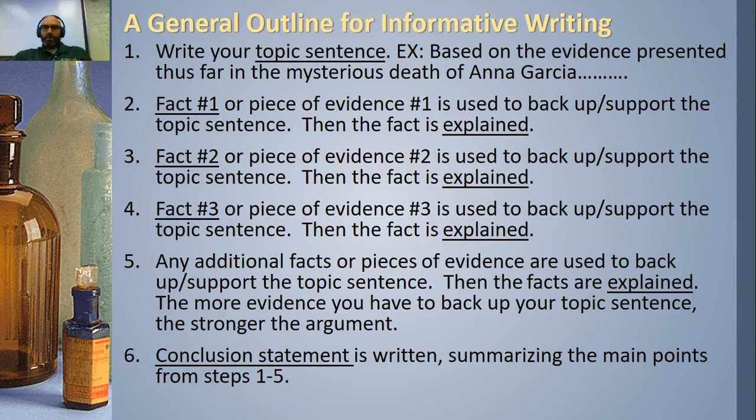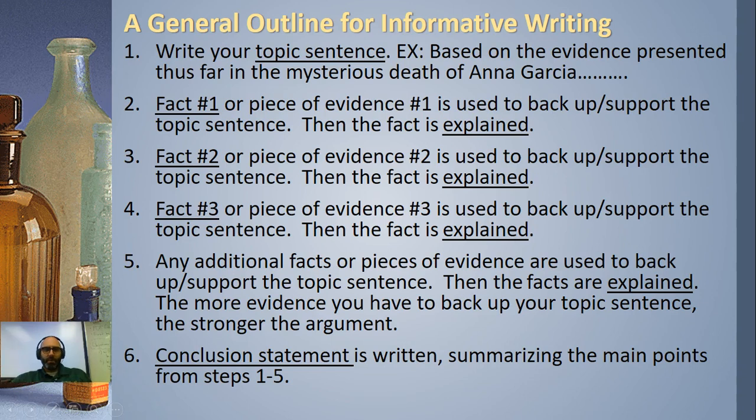Here's how this kind of works. The first thing you do in informative writing is you have a topic sentence. In here, you're going to have pretty much the same topic sentence over and over again in the entire class. And that's going to be based on the evidence presented thus far in the mysterious death of Anna Garcia. One of the first things you are actually going to complete in here is the first death hypothesis. The ending portion of that sentence is going to sound something like this. Based on the evidence presented thus far in the mysterious death of Anna Garcia, the most likely manner of death is blank, caused by blank.